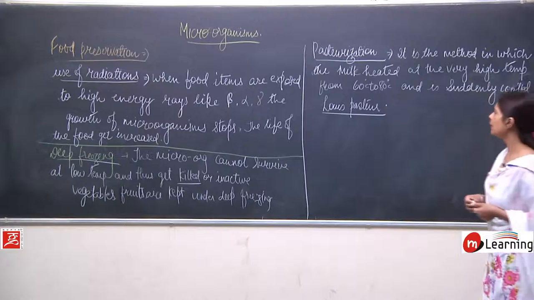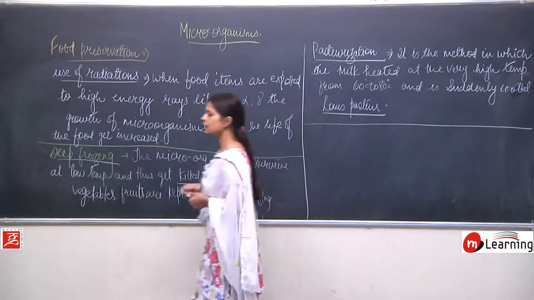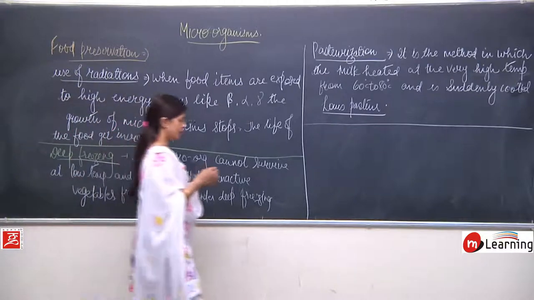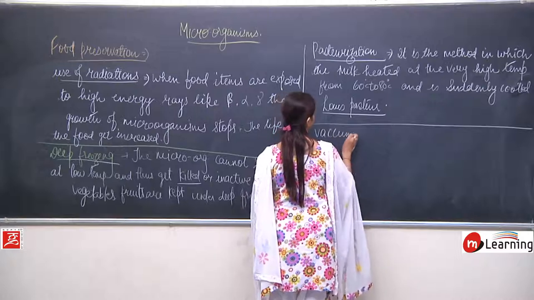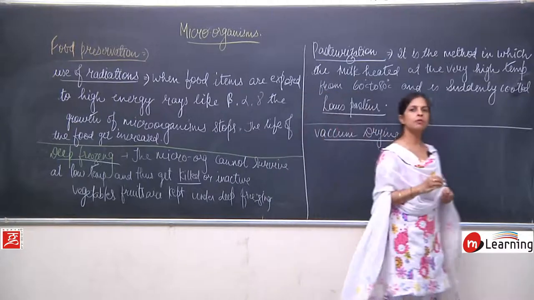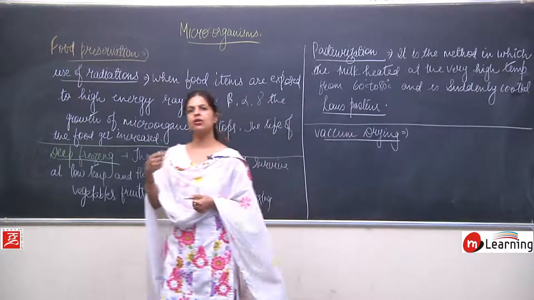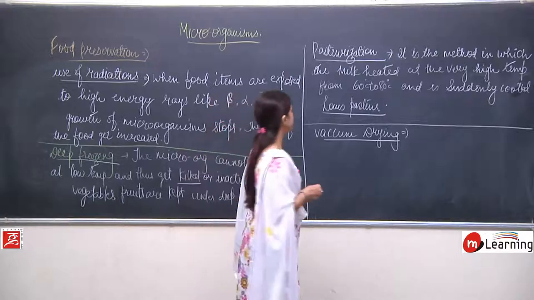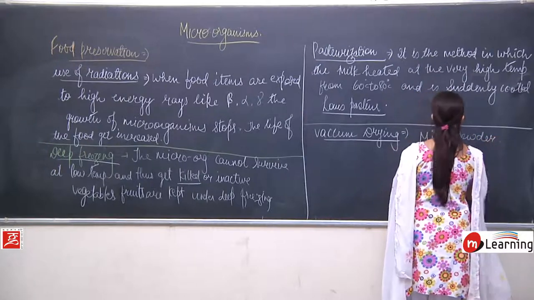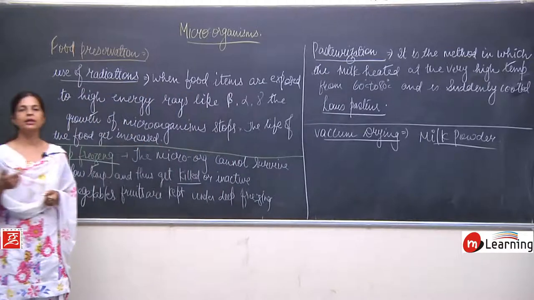Now we will talk about some other method, and that is vacuum drying. This method again includes the drying of the moisture from the milk. What is vacuum drying? Vacuum drying is a method where the moisture is removed, and it is actually a lengthy process. Milk powder is one example of vacuum drying, where the moisture is removed from the milk so that the life of the milk remains high.